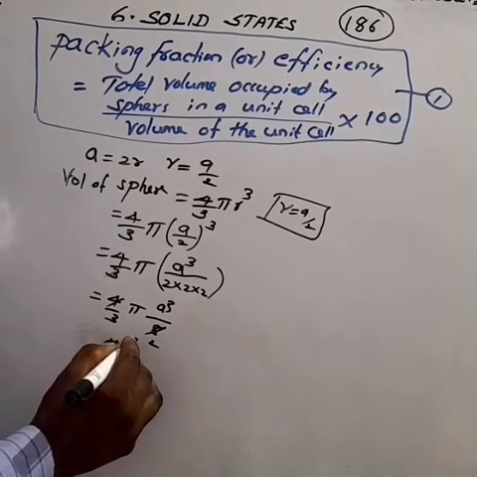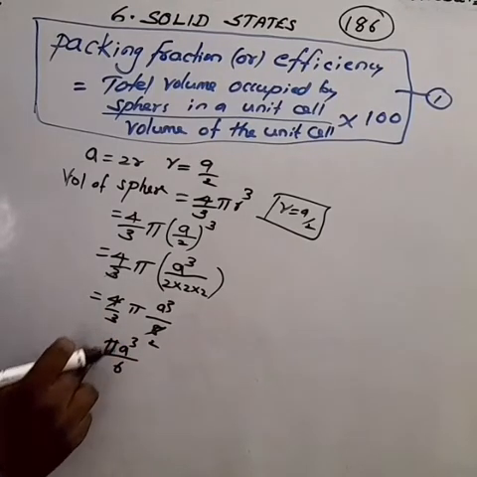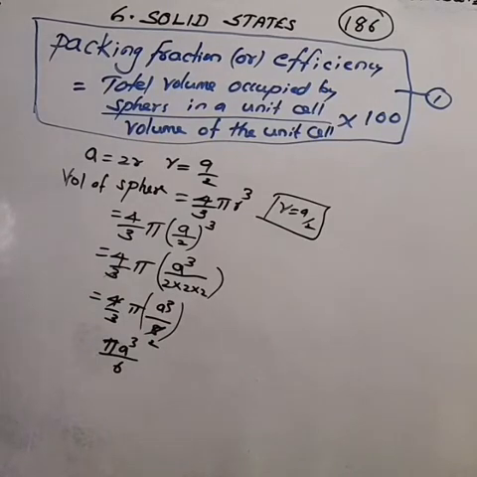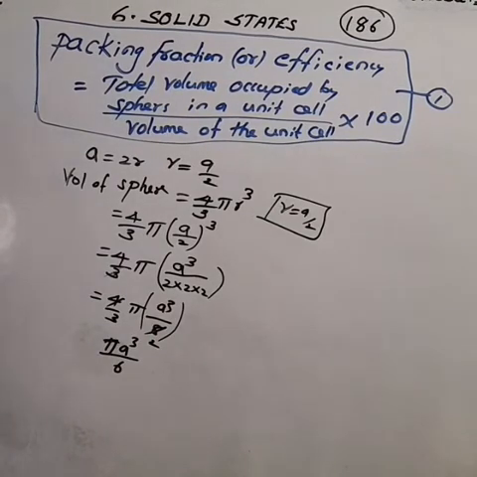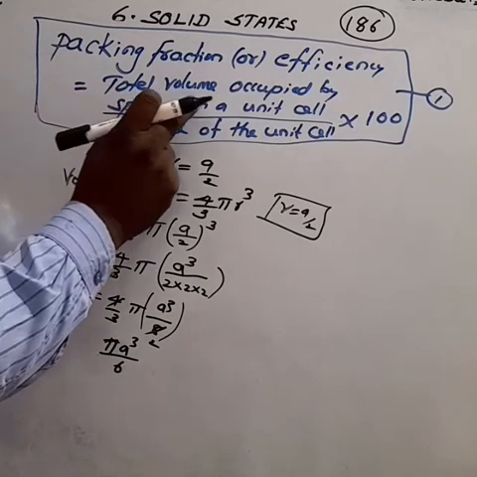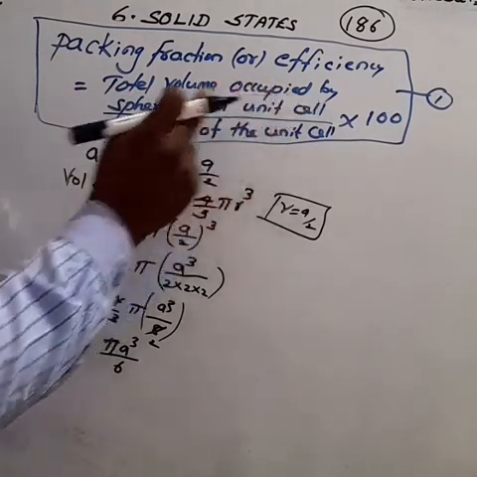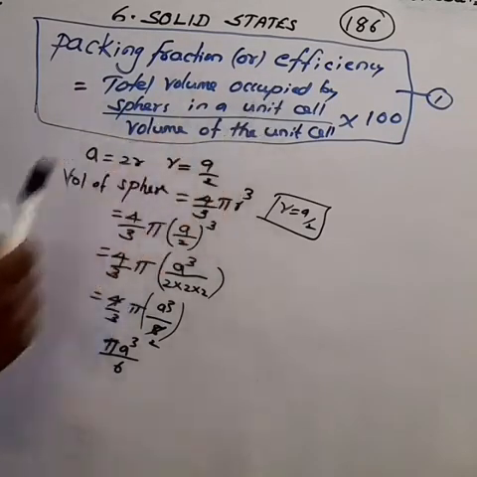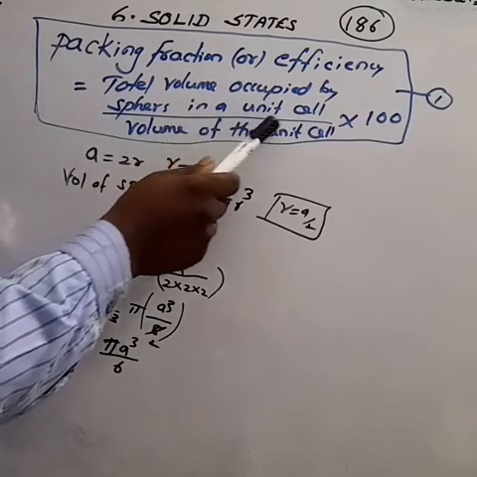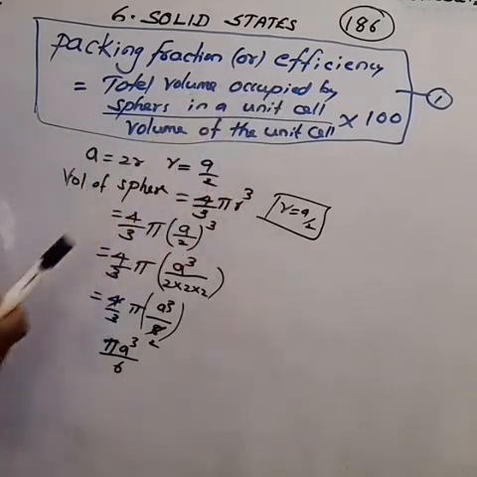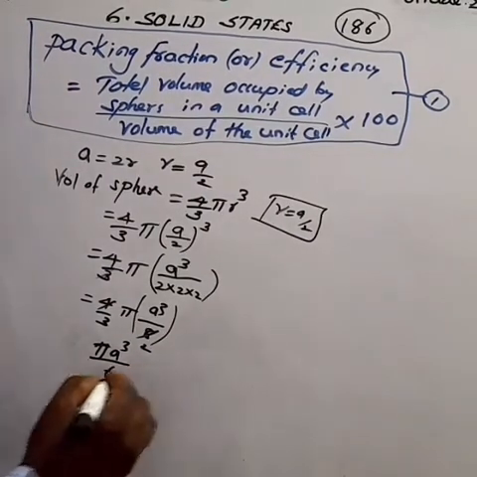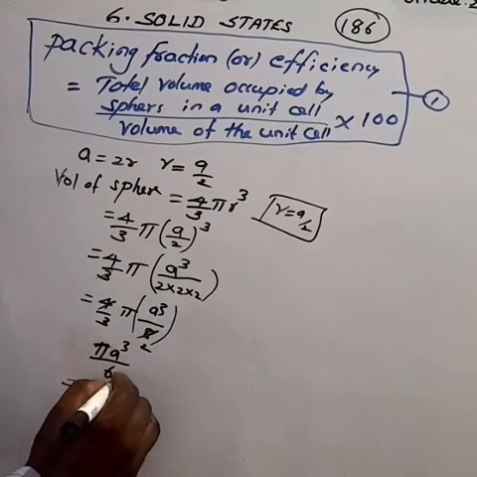We know that in the simple cubic arrangement, as I told in the previous video, the number of spheres belonging to a unit cell is equal to 1. So the total volume occupied by the spheres in a simple cubic unit cell is equal to 1 into pi a cube divided by 6.